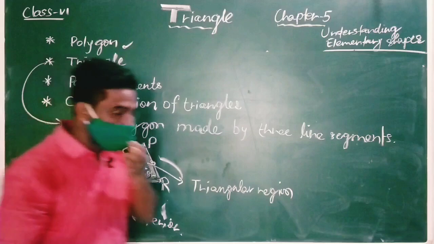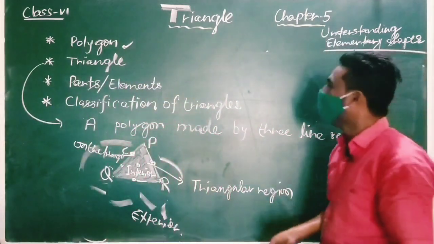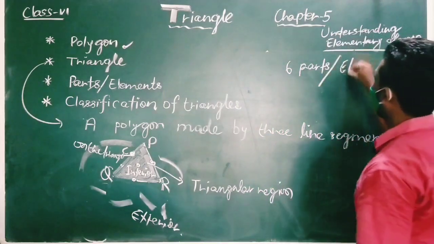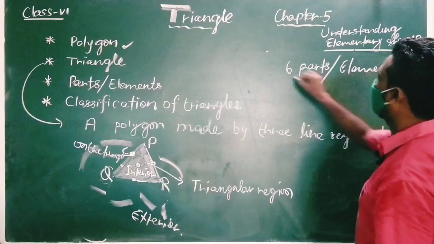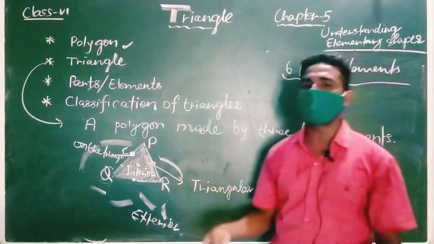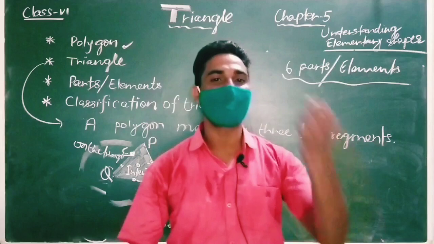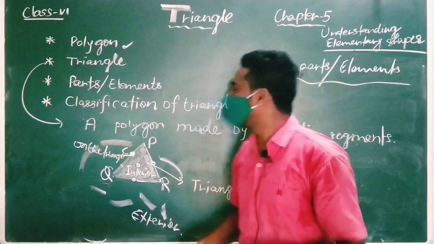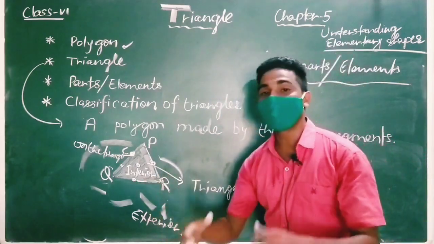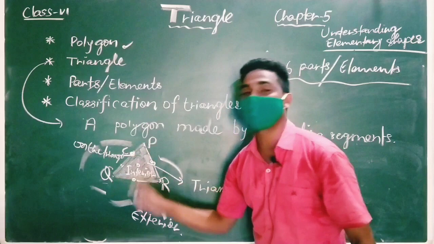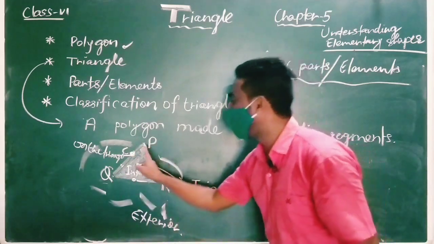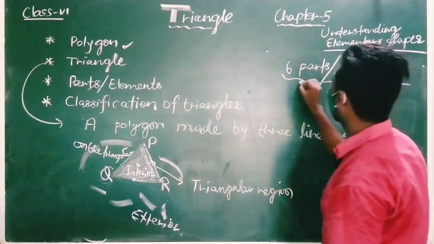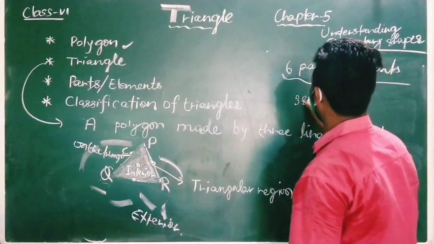Parts or elements. If you talk about the parts or elements, a triangle has 6 parts or elements. How many parts or elements? 6. And who are included in these 6? Triangle parts means what? If you talk about body parts, this hand, this leg, this eye, ear, everything is a part of the body. In the same way, what are the things used to make this triangle? This is called a line segment, and a line segment is called a side also. How many sides are used? 1, 2 and 3. So in a triangle, there will be 3 sides.